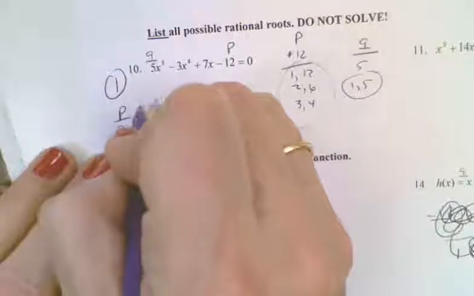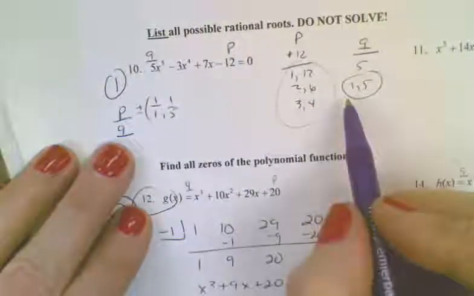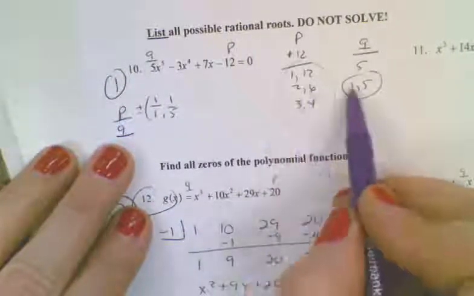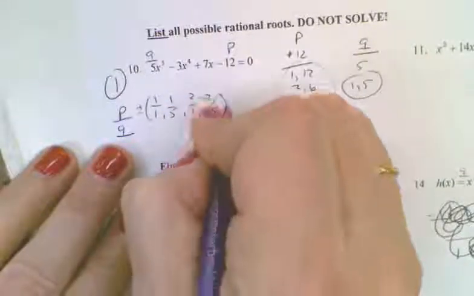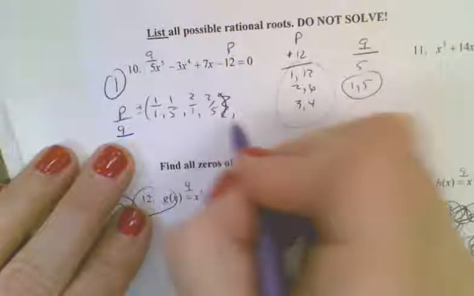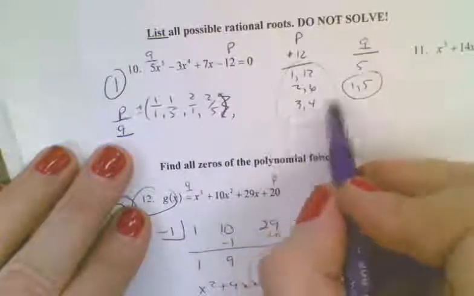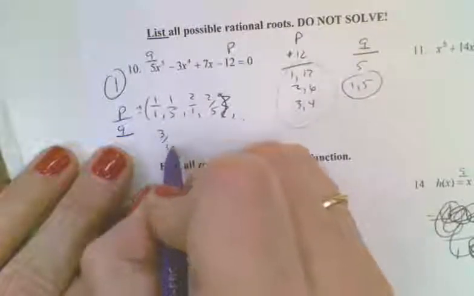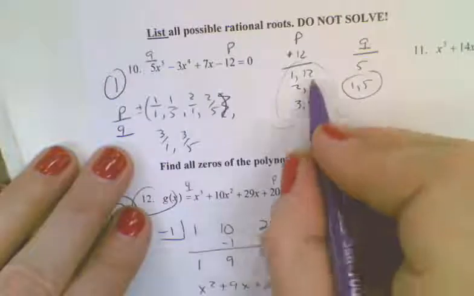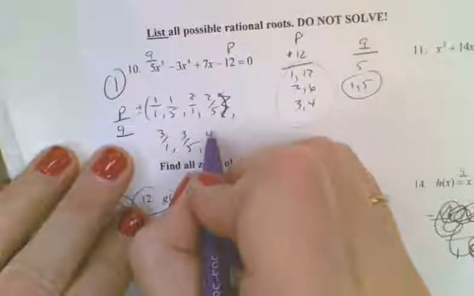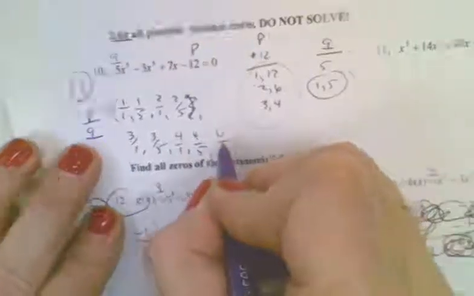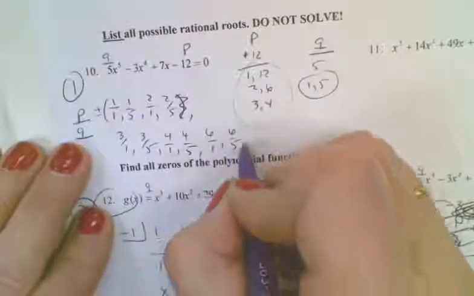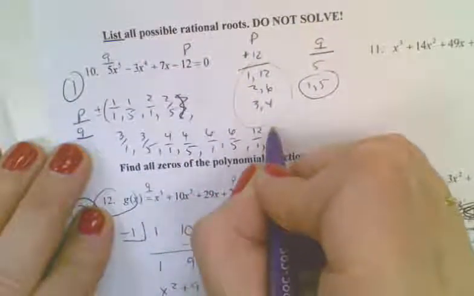And this is all plus or minus, so I'm going to just put that in parentheses. I'm going to do 2 over 1 and 2 over 5. I'm going to keep my parentheses. Then I'm going to do 3 over 1 and 3 over 5. And then 4 over 1 and 4 over 5. 6 over 1 and 6 over 5. And 12 over 1 and 12 over 5.